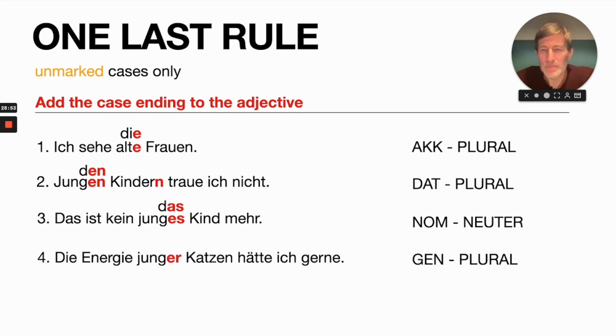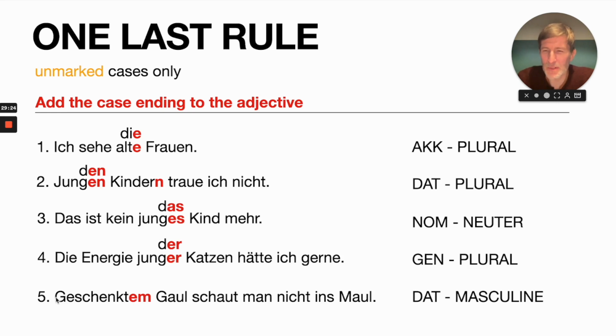Yeah, die Energie junger Katzen hätte ich gern. There is no article in front of junger. There is an article die, but that is already covered by Energie. Every article has only one partner. It's pretty monogamous here in German. So die Energie, the die doesn't matter. So there is no article for Katzen, therefore this is unmarked, and as this is genitive, it takes the ending that the article should have taken if it was there.